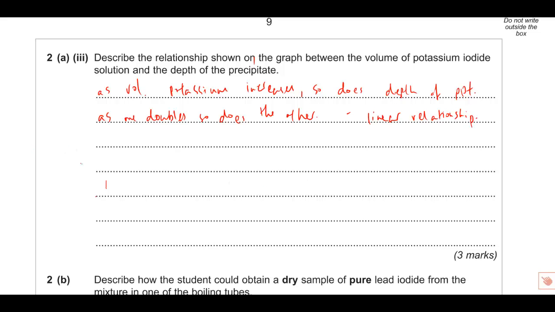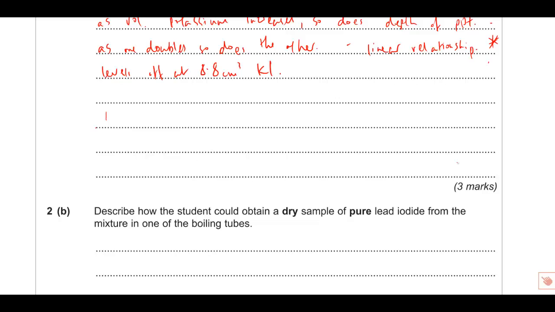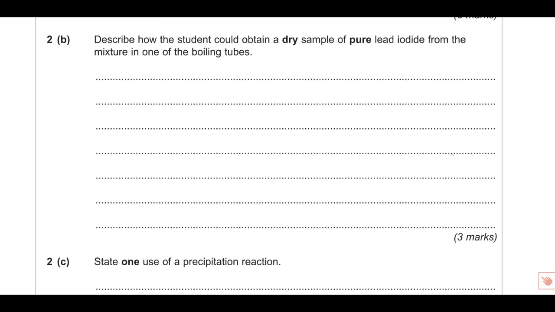And then finally, as I said to you, it levels off at 8.8, just reading off of that graph, centimeters cubed of, and I'll abbreviate this to KI, which is the potassium iodide. And there you've got your nice 3 marks. This point in the middle here is maybe a more difficult one to get. The other two, certainly you should just get straight away from that graph, and that's 2 marks out of the 3, if not getting that full 3 with the idea of the relationship between the two.